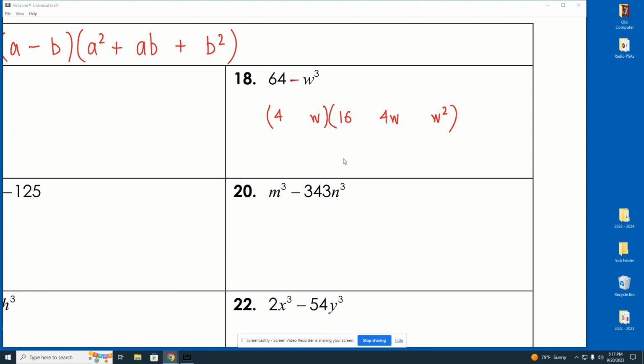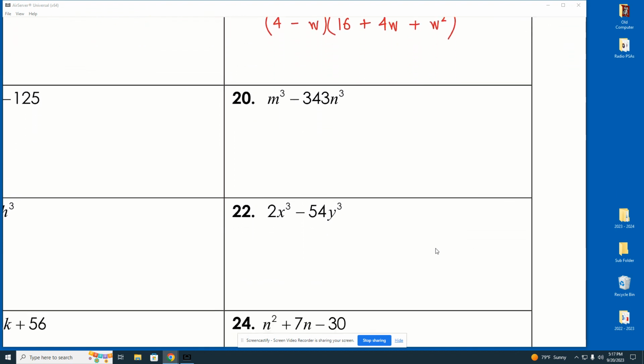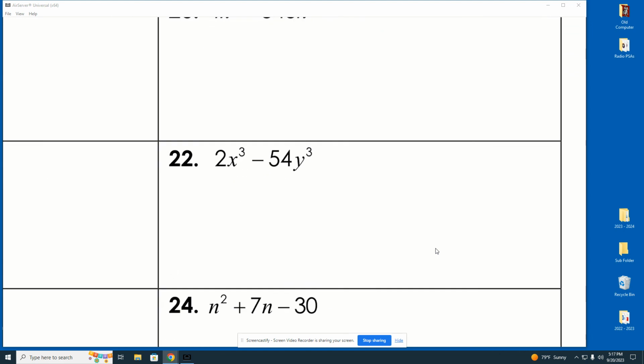If that's a minus, so is this, and that offsets it. This never can. It's always positive. And that's how fast you can do this, guys. Okay? So let me show you one more, number 22.